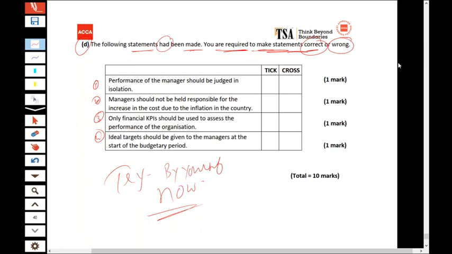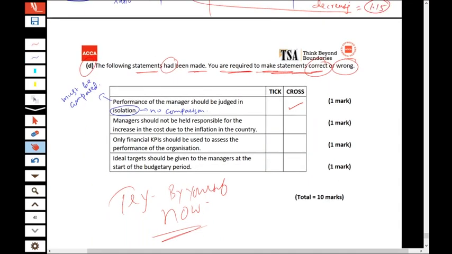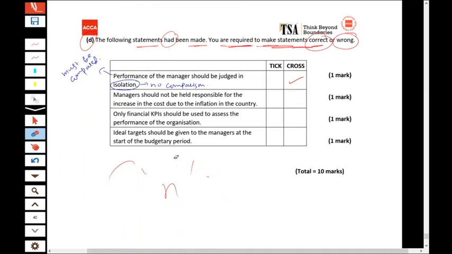Okay, now students, I'm going to explain each and every statement. You probably have marked right or wrong, and I am impressed that students have responded to me in the answer. So now, number one, performance of the manager should be judged in isolation. It's cross. It's wrong. What do you exactly mean by the term isolation? Isolation means no comparison, but the performance must be compared. Imagine that you are not even comparing the performance. So how will you judge the performance? You cannot judge the performance.